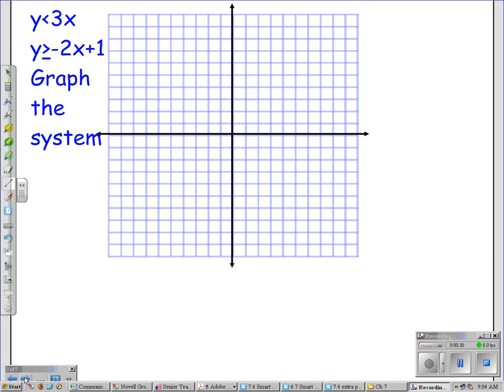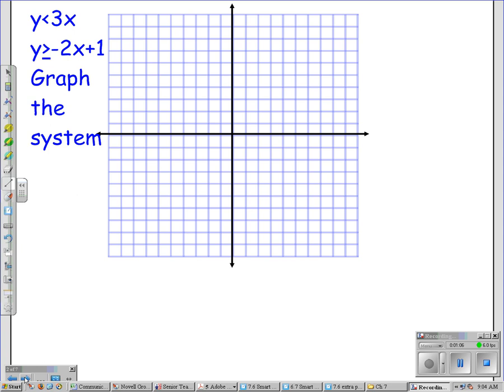Here I have two inequalities. Y is less than 3x and y is greater than or equal to negative 2x plus 1. And we're going to graph this system. In order to graph the system of two inequalities, we have to graph the two lines first, just like we did in 7.1. But with that now, we have to take into consideration what we did in 6.7, chapter 6, when we graphed just a linear inequality on the coordinate plane.